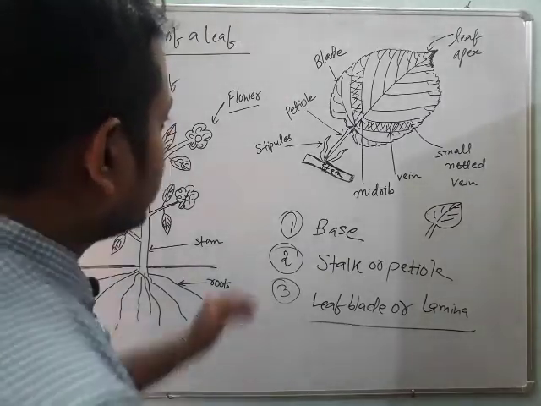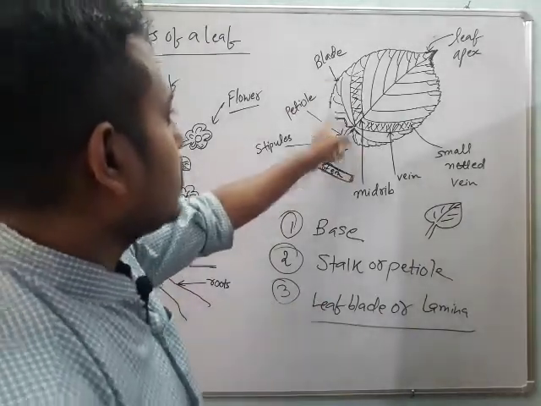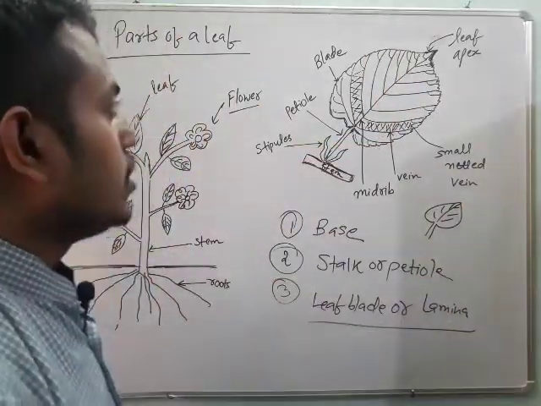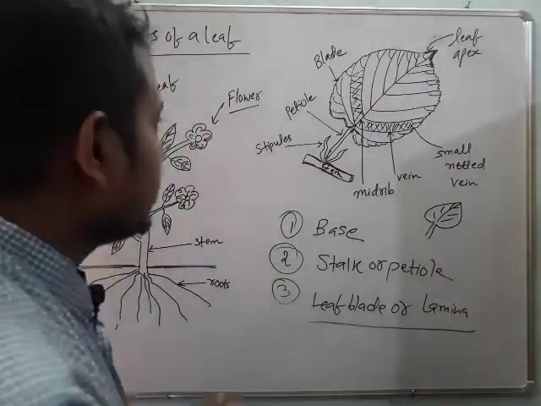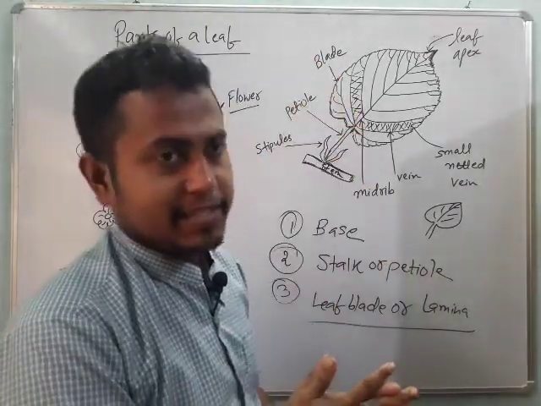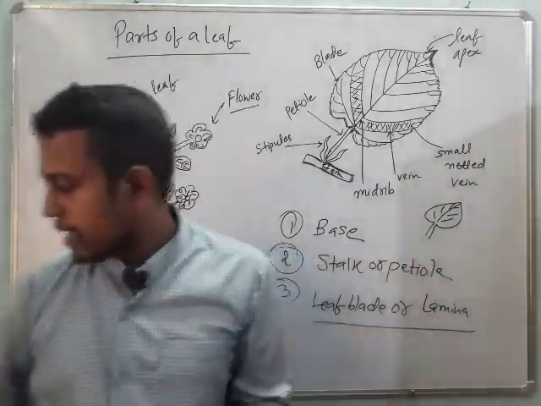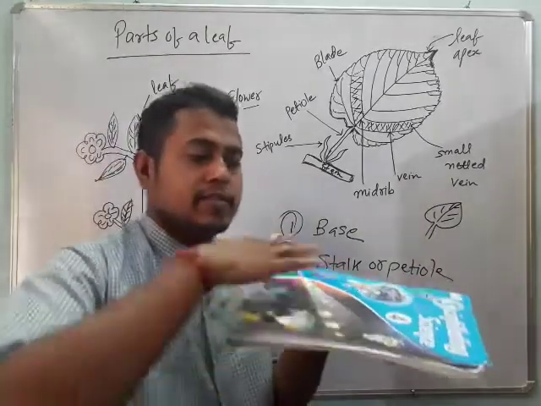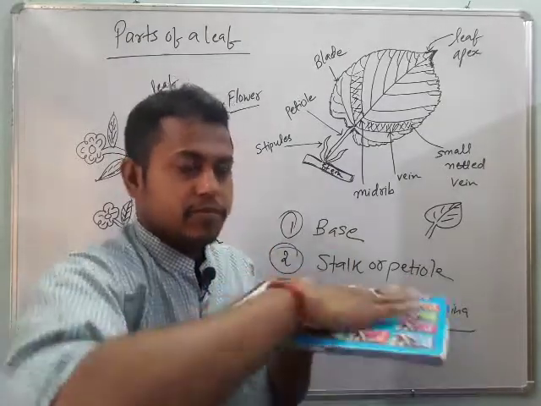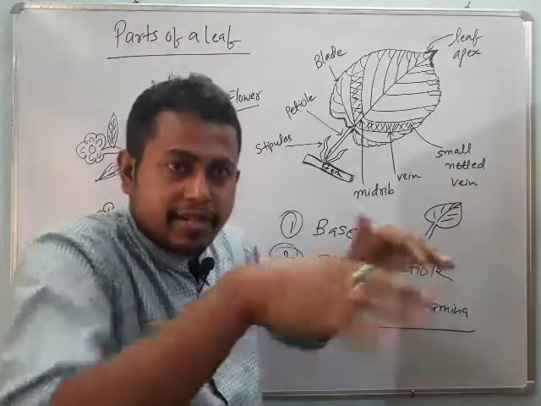Now the third part is the leaf blade or lamina. Leaf blade, this one, or you can say the lamina. It is a broad or flat surface area. Flat means flat. You take your textbook, this is flat. You take leaves, flat. And broad means it has a wider shape.